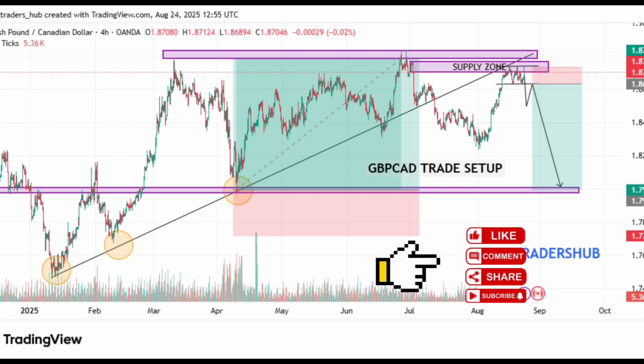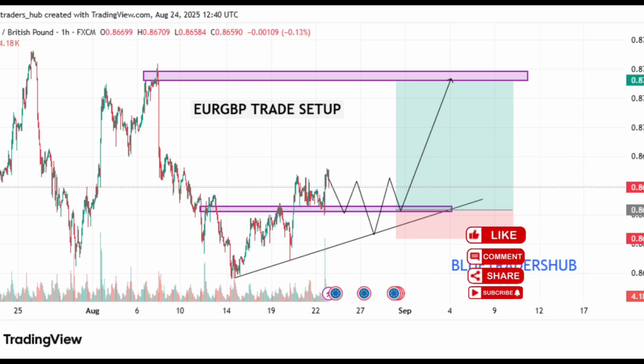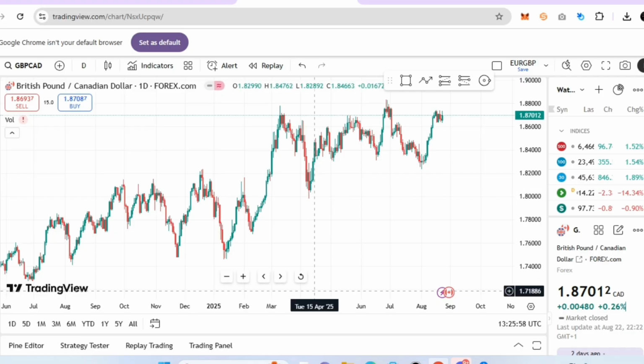We currently have a setup on GBPCAD and EURGBP. So let's just look at the analysis and see how it goes. First of all, identify your market trend. Currently, we have an uptrend, a very strong uptrend.